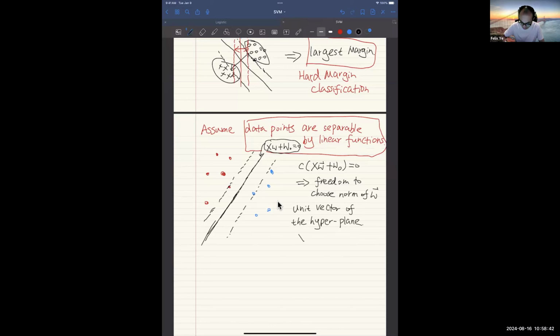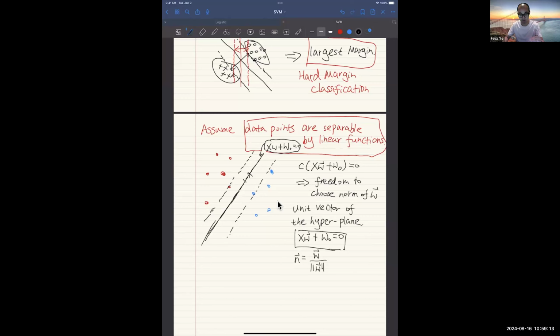x w plus w0 equal to 0. So this is basically my hyperplane. So we can define the unit vector like this. I'm going to call it n, which is in the direction of the vector w. So it's w divided by the norm of w.